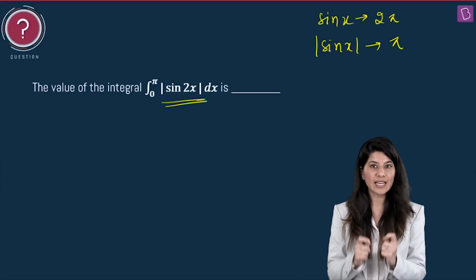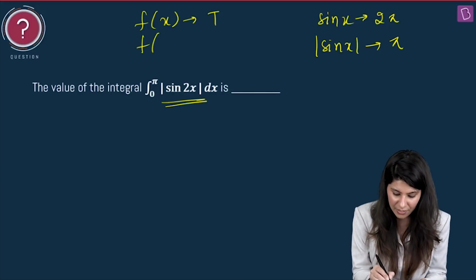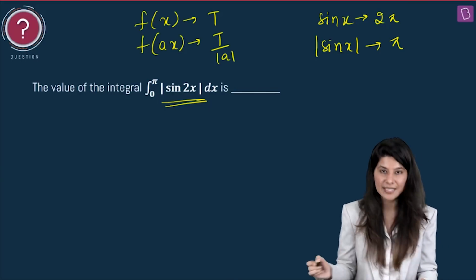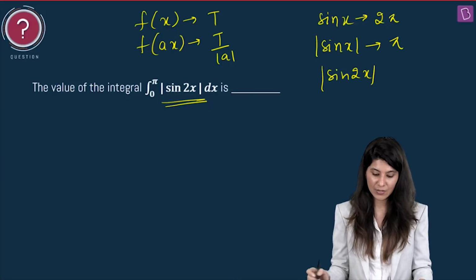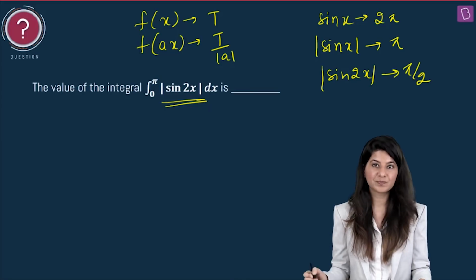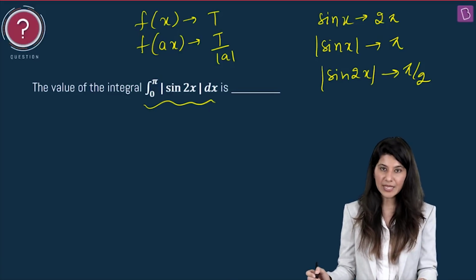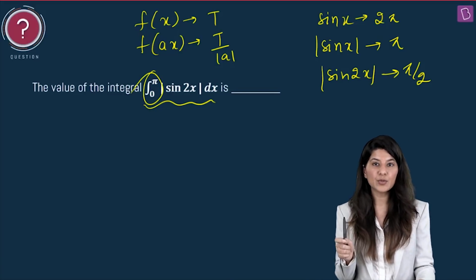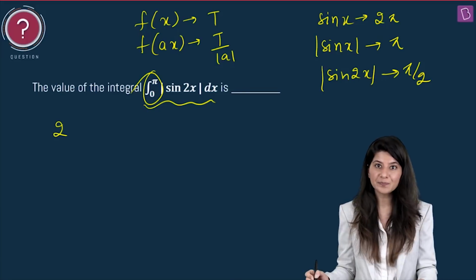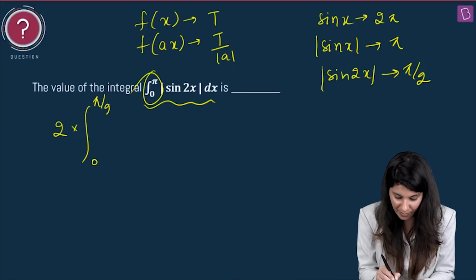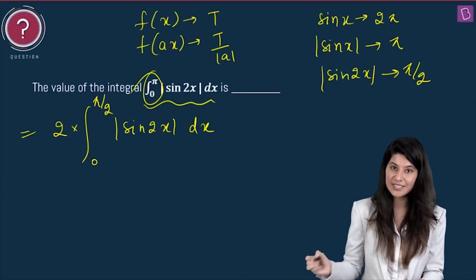But I'm looking for the period of sin 2x. If you know the period of f of x is T, then the period of f of ax would be T by modulus a. So for modulus sin 2x, the period would be pi by 2. If the period is pi by 2, we can apply the property of definite integral here. From 0 to pi by 2 and pi by 2 to pi, there are two intervals of pi by 2 length each. So I'll write 2 over here, integrating from 0 to pi by 2 modulus sin 2x dx. The integral will be equivalent to this integral.